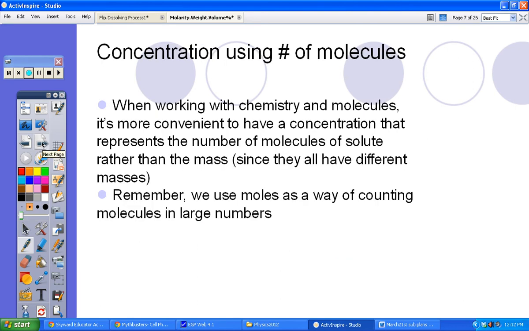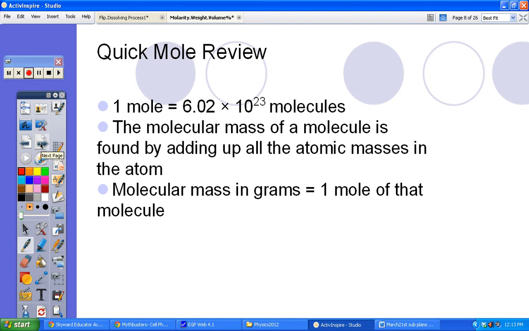A lot of times we want to look at the mass, but a lot of times we want to look at the number of molecules also. And there's a way that we measure that. This is how I order chemicals, for example. It's called molarity, which is what we're going to get to.